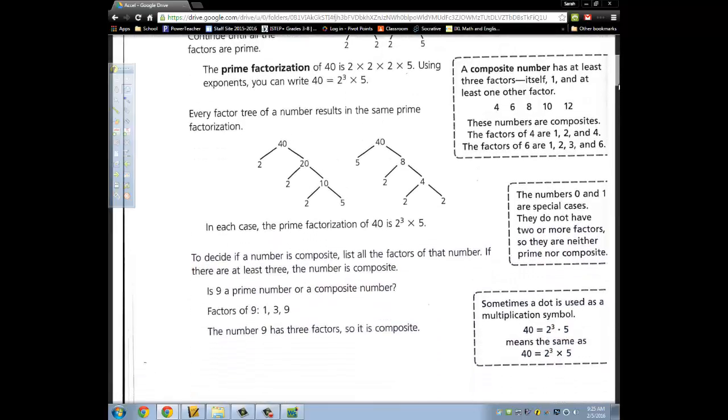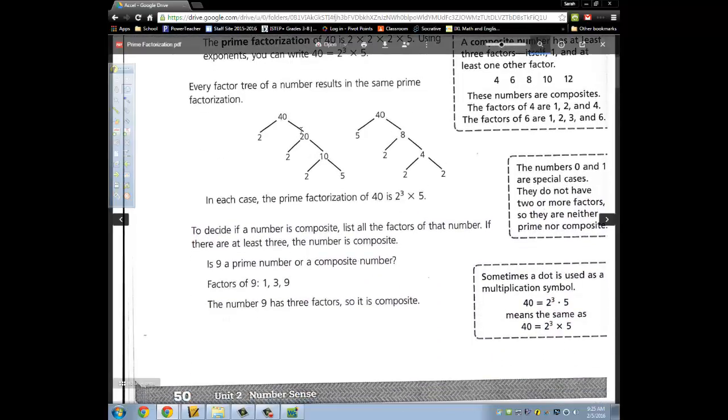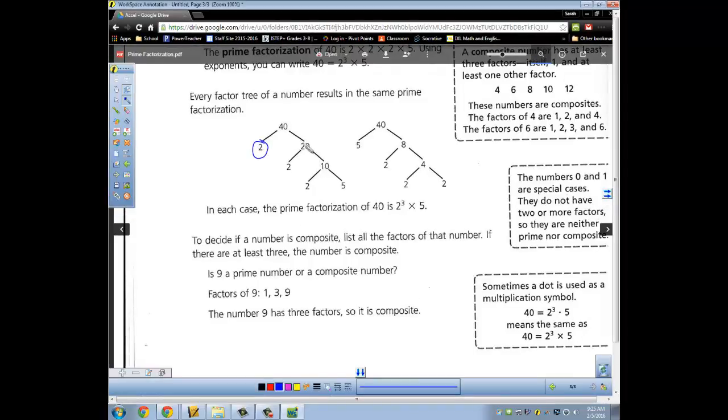So here they showed you a couple of examples where they factored 40, but they wanted to point out that they used different numbers at the beginning. So here they use 2 and 20, here they use 5 and 8. But no matter what you factor your numbers into, as long as they multiply together to get the number you want, you're going to get the same answer. So just use whatever numbers work for you, whether that's smaller or bigger numbers.